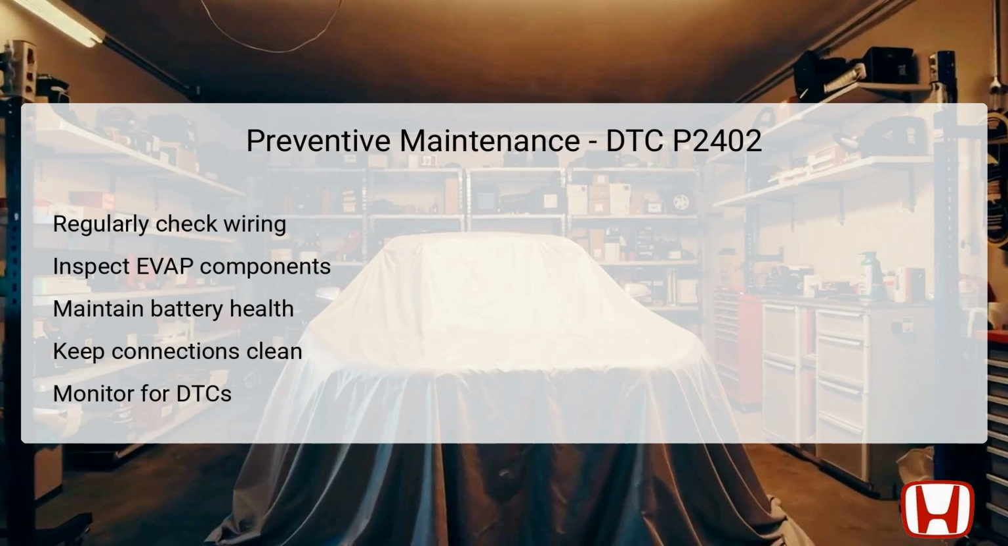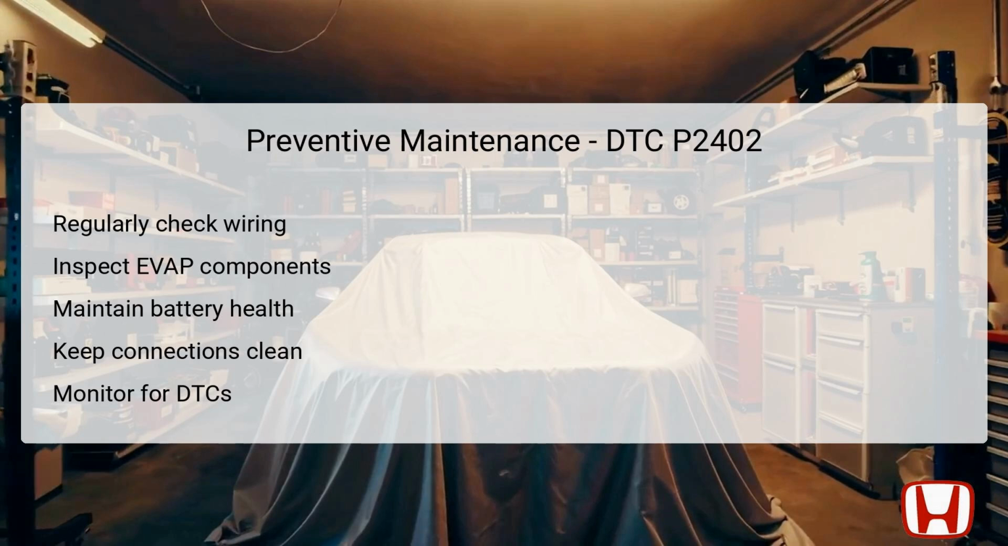To mitigate the risk of encountering DTC P2402 and similar issues in the future, preventive maintenance practices are essential. Regularly checking wiring and connections for signs of wear, corrosion, or damage can preempt potential circuit failures. It is also advisable to inspect EVAP components periodically, including the leak check pump and associated circuitry, to ensure they remain operational.